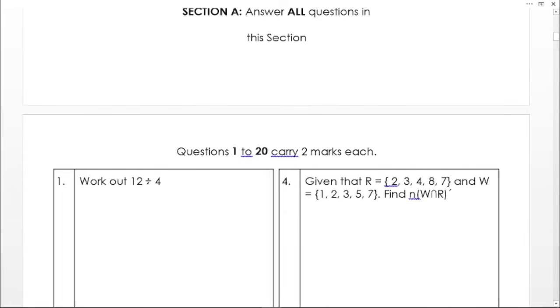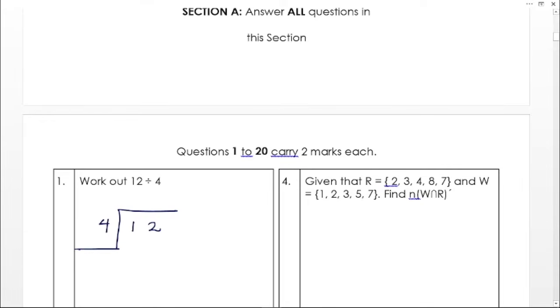Number 1 says work out 12 divided by 4. In primary 2, 3 and 4, we were reading this one as how many groups of 4 are in 12. So this one requires you to use the long division method, not the short division. So we draw the long division sign. Then the question is, how many 4s are in 12? This is the inside part of it, in 12.